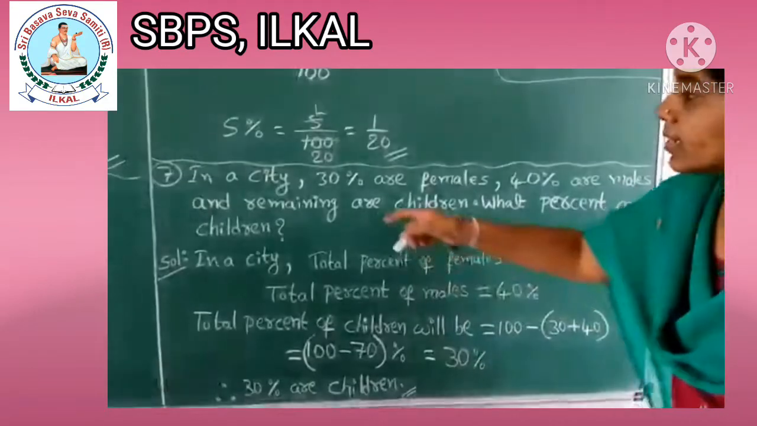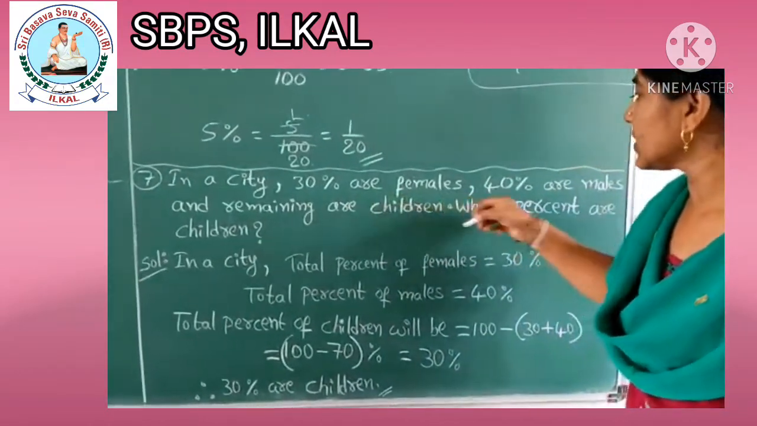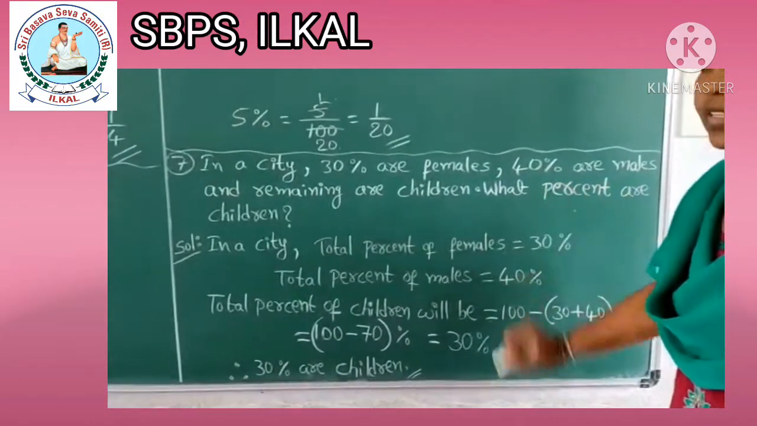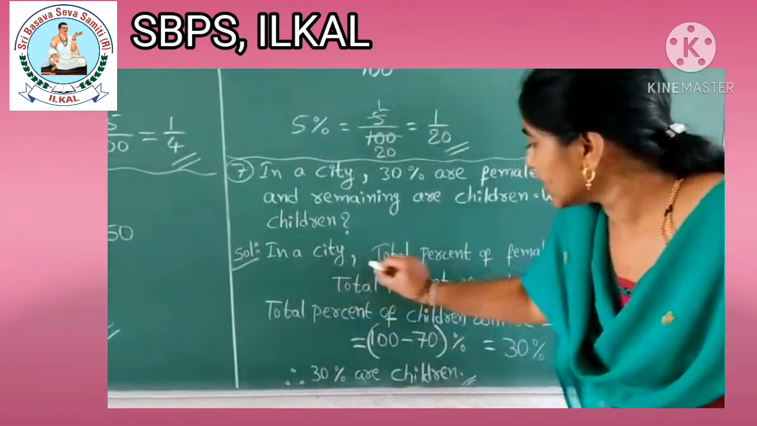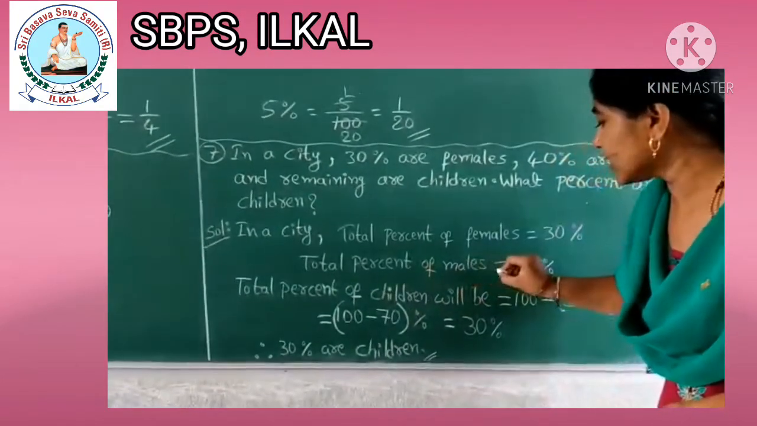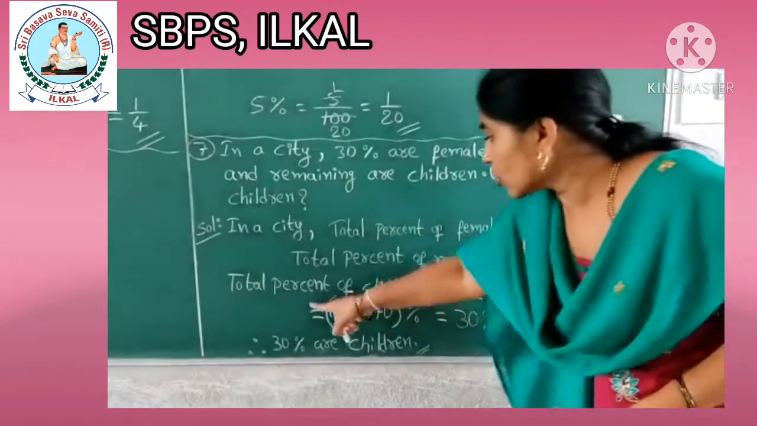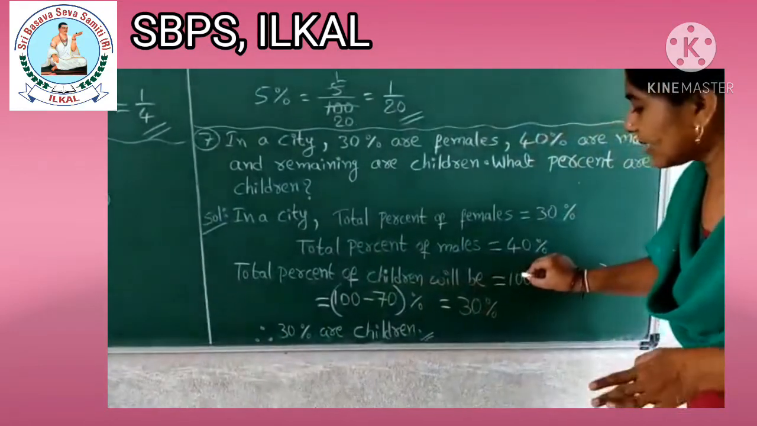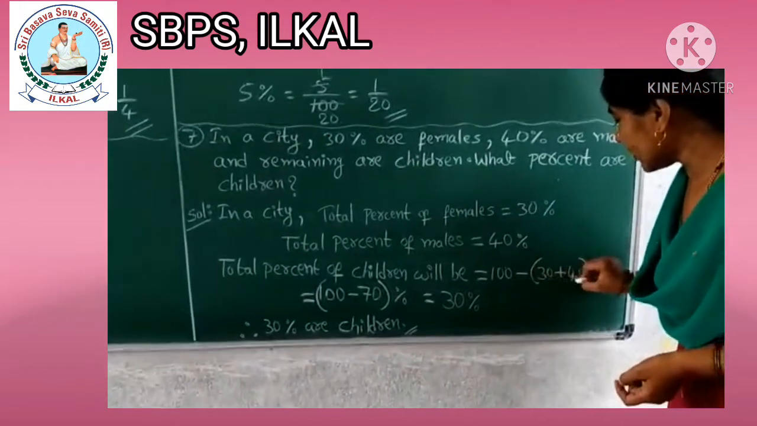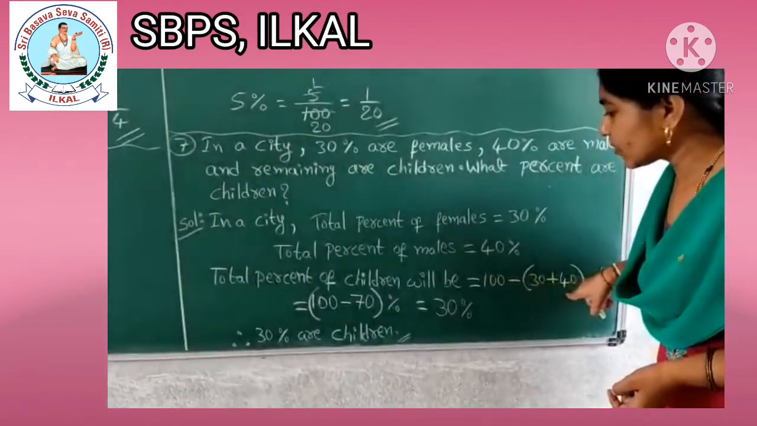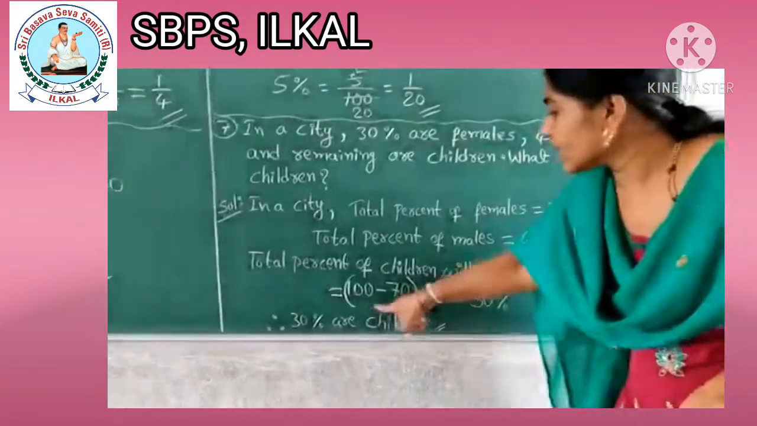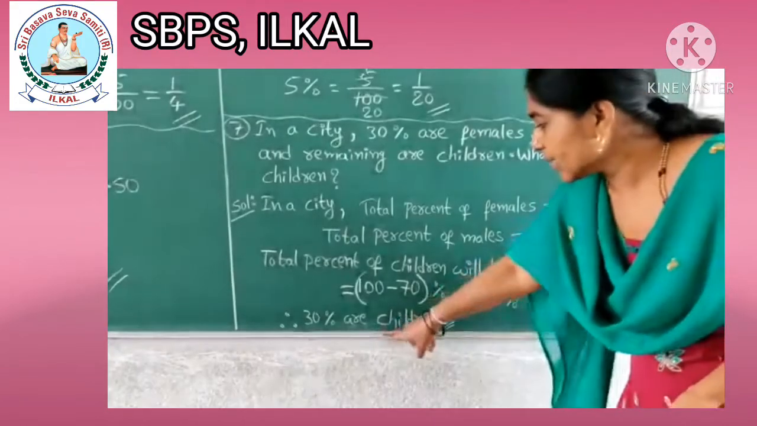Next question, children. In a city, 30% are females, 40% are males and the remaining are children. What percent are children? They are asking. Okay. In a city, total percent of females is equal to 30%, they said. Total percent of males is equal to 40%, they give. Total percent of children will be, in 100 if you subtract 30 plus 40 we will get children. That is 100 minus of 30 plus 40. 30 plus 40 is 70, is it? It is also in percentage. Okay. 100 minus 70 gives 30%. Therefore 30% are children.